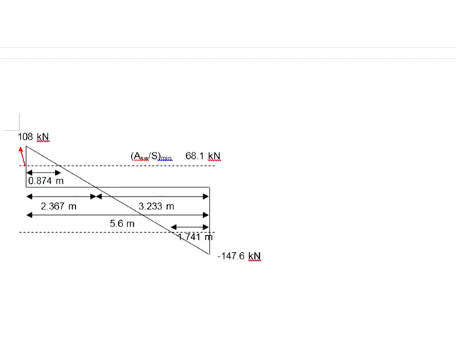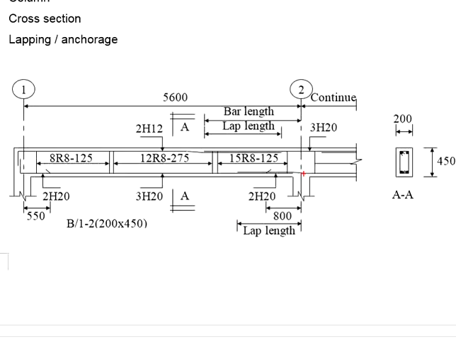The ratio of 108 versus the 2.367 shall be equal to the ratio of 68.1 versus this distance. Once you find this distance, use this minus the distance that you found, you get 0.874 meter. You will do the same for this, which ends up to be 1.741 meter. And then coming back to your shear length now.